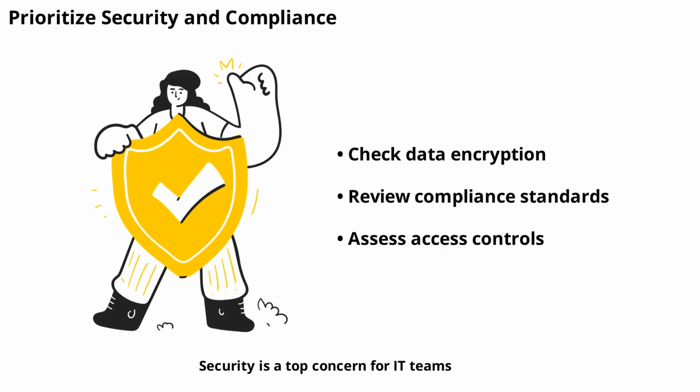Security is a top concern for IT teams. Assess each software's security features, such as data encryption, user authentication, and access controls. Additionally, ensure the solution complies with relevant regulations like GDPR or CCPA. A secure and compliant platform protects your organization from data breaches and legal risks, giving you peace of mind as you automate your marketing processes.